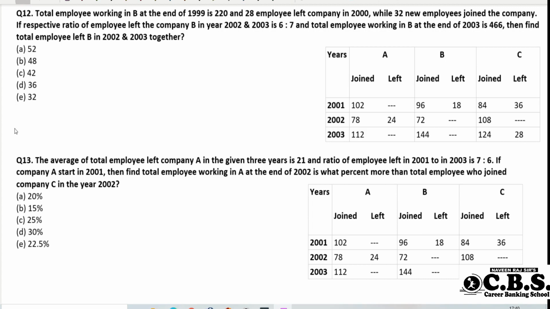The respective ratio of employees who left company B in 2002 and 2003 is almost 6:7. This is 6 parts and this is 7 parts. And total employees working in B in 2003, up to total employees, how many are there? There are 466. Okay, 466. Then find the total employees left between 2002 and 2003 together. Nothing but what? 6 parts plus 7 parts, nothing but 13 multiple. Your answer is compulsorily a 13 multiple, which is an integer. So definitely which answer is the right answer? 52 is the right answer.